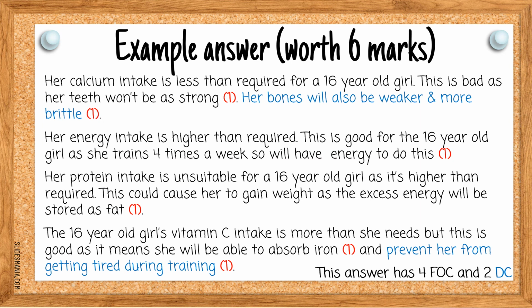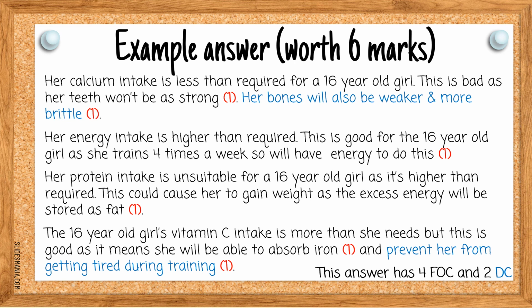So here is an example answer that is worth 6 marks. You can see here, each of the ones in brackets is where this person is getting 1 mark. The bits that are highlighted in blue are developed consequences. So this person has provided a fact, an opinion and a consequence for calcium. They've then gone on to develop this answer and they've got a second mark.